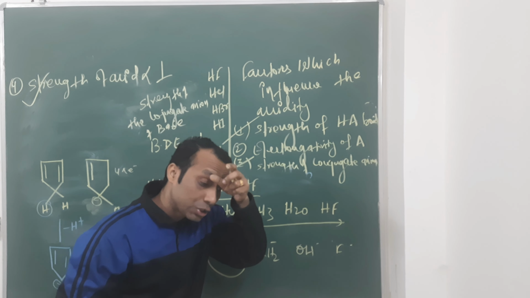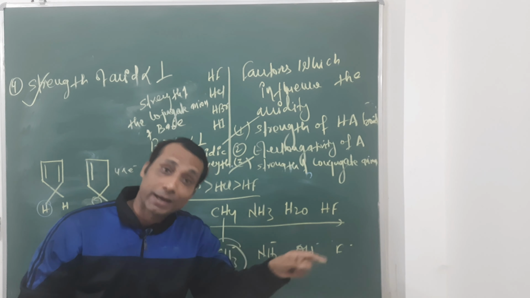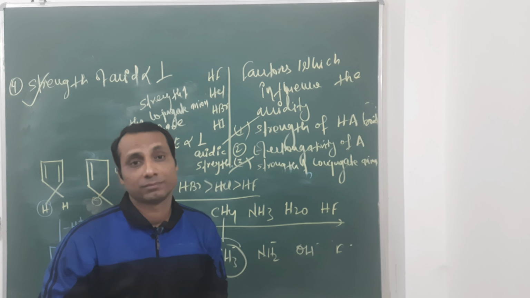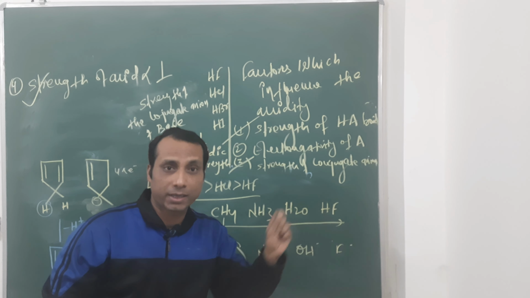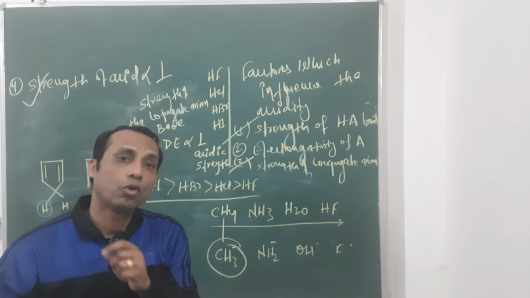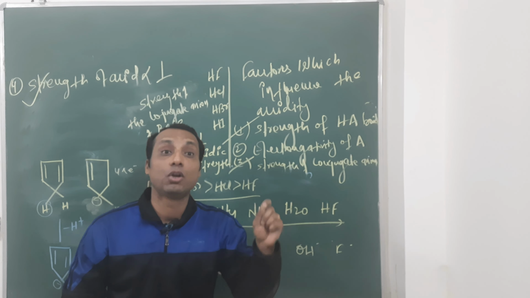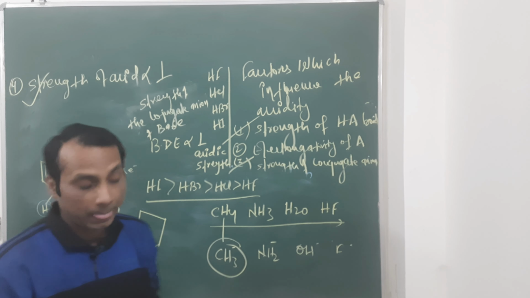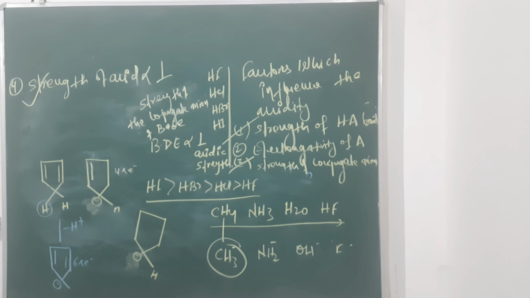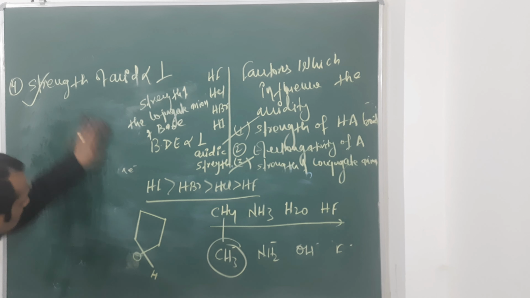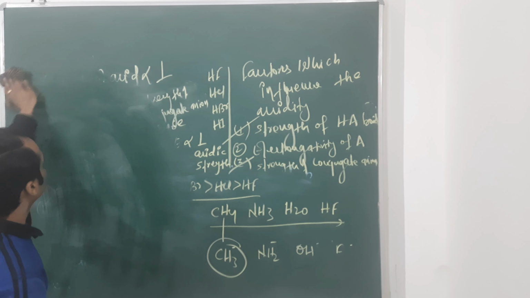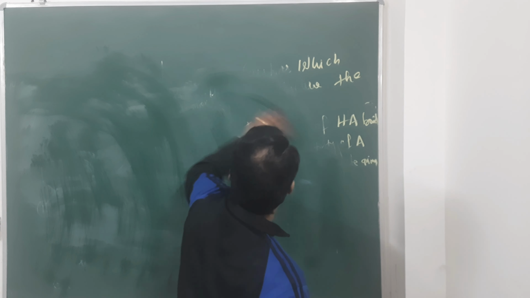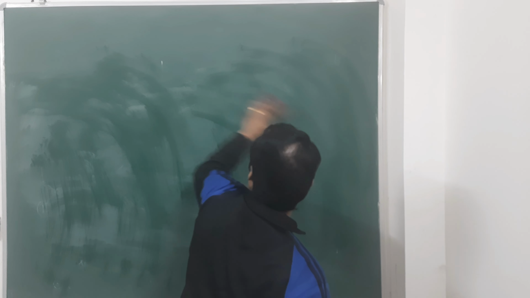Now, if you think that electronegativity is the sole criterion for acidity, that's not correct. Electronegativity is only one criterion, because I am telling you there are so many compounds where electronegativity will not decide the acidic strength. Let's understand one example here. Through this one example, you can understand how.